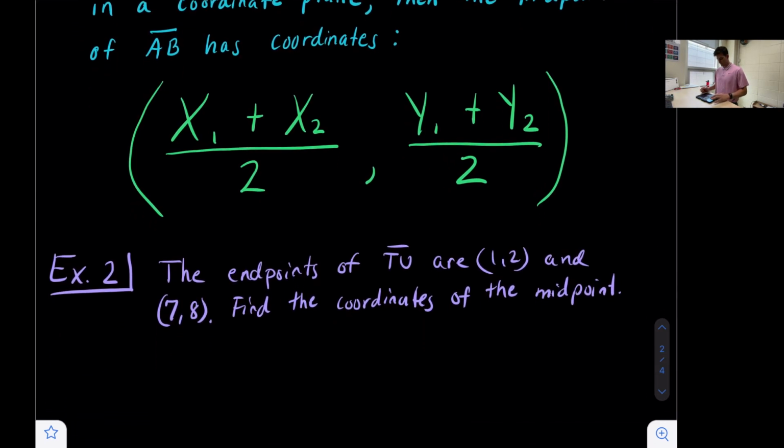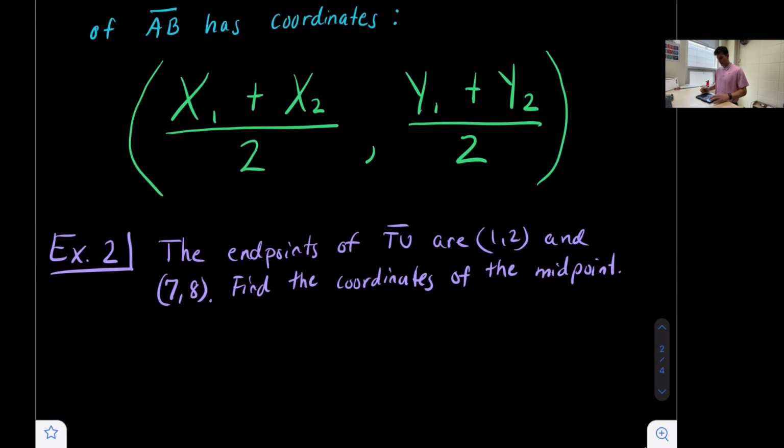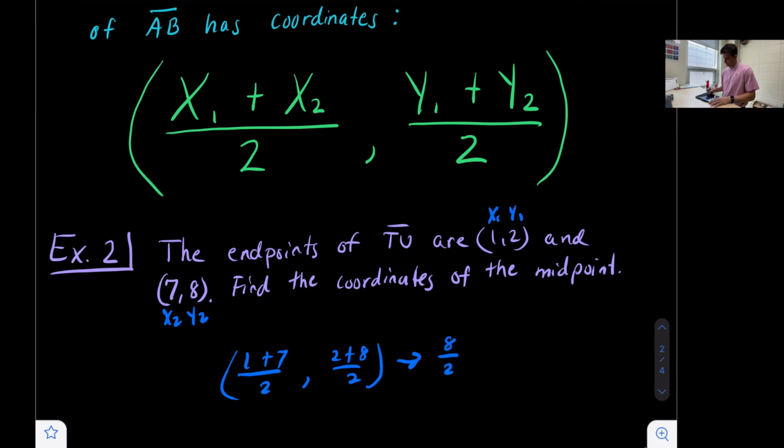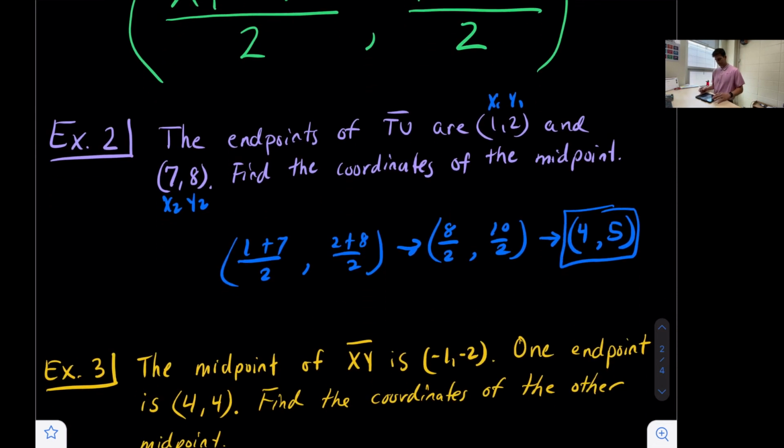So we'll look at a couple examples. The first one, we are given 2 endpoints and we're going to find the midpoint. So we're just going to take and add, right? So this would be like x1 and y1. This would be x2 and y2. So we can take 1 plus 7 and divide it by 2 for our x coordinate, and we can take 2 plus 8 and divide it by 2 for our y coordinate. So 1 plus 7 is 8, 2 plus 8 is 10, and our final coordinate, 8 divided by 2 is 4, 10 divided by 2 is 5. So the midpoint would be (4, 5).